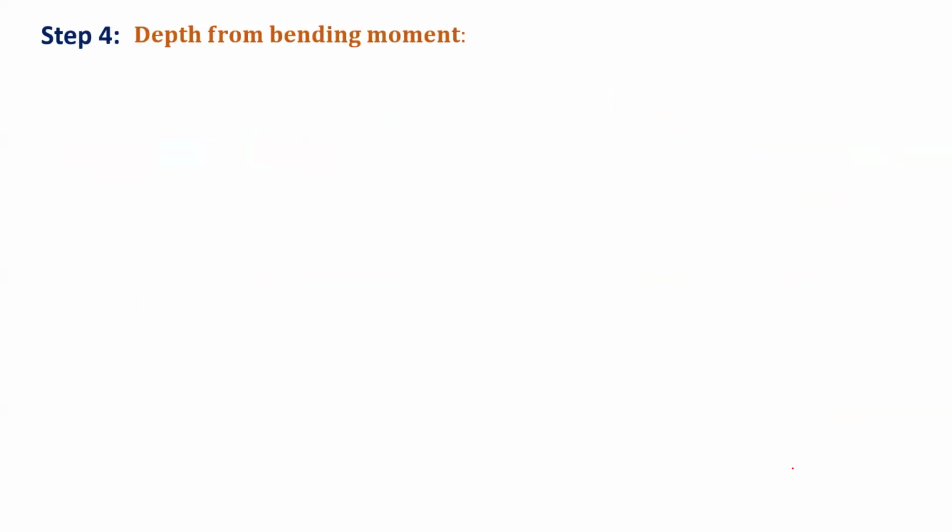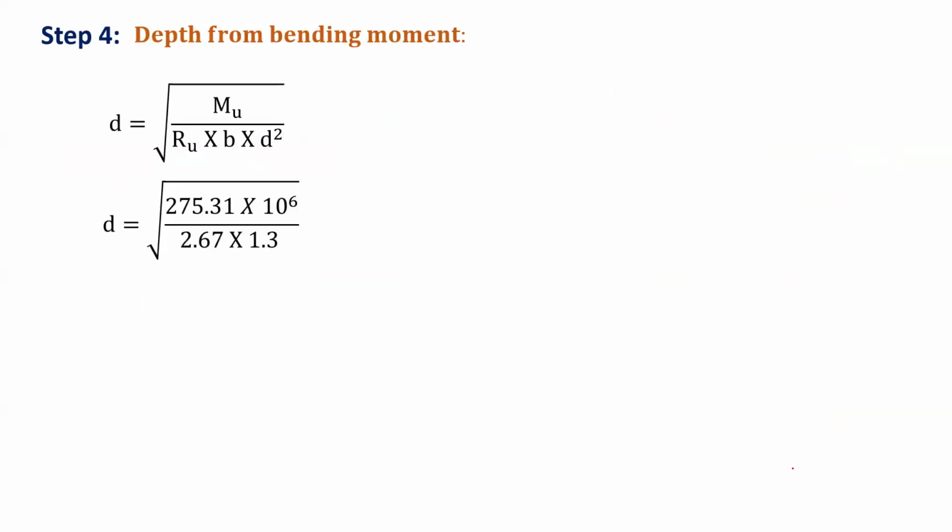So now we have next depth from bending moment. We have Mu upon Ru into B D square, and then we will get this value 281.63. I have not taken the second one because in that case this value is again, so this is not 1.3 actually. So we have again this will be 1300. In the second case, this width will be 3500.